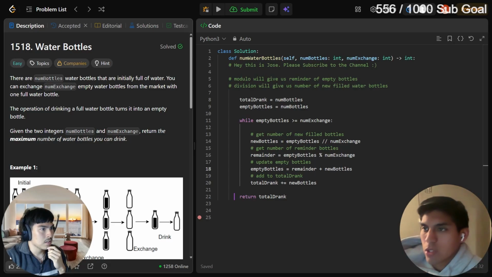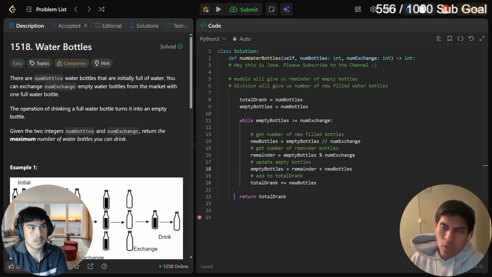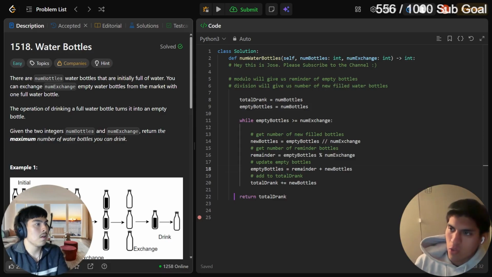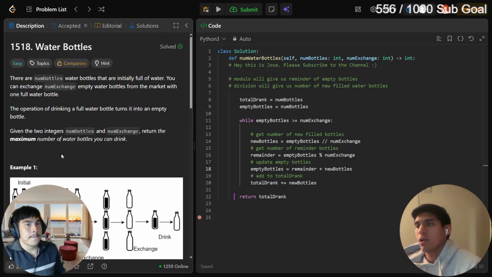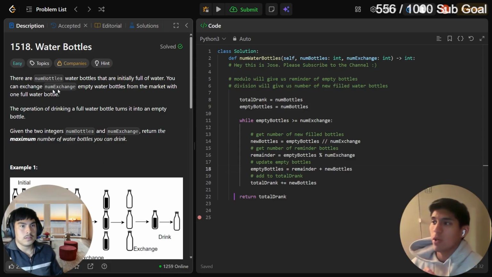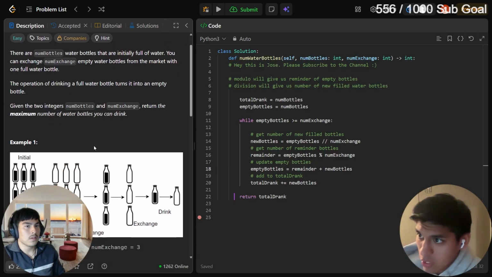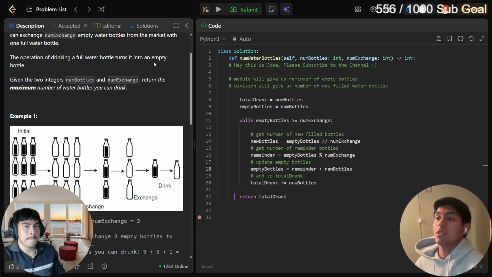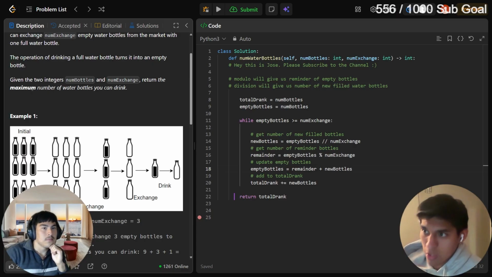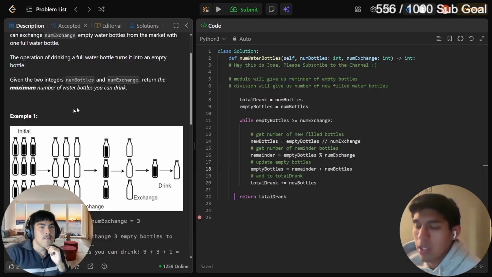We got 1518, water bottles. This is an easy problem, and just to restate it, it says the following: there are numBottles water bottles that are initially full of water. You can exchange empty water bottles from the market with one full water bottle. The operation of drinking a full water bottle turns it into an empty bottle. Given the two integers, numBottles and numExchange, return the maximum number of water bottles you can drink.